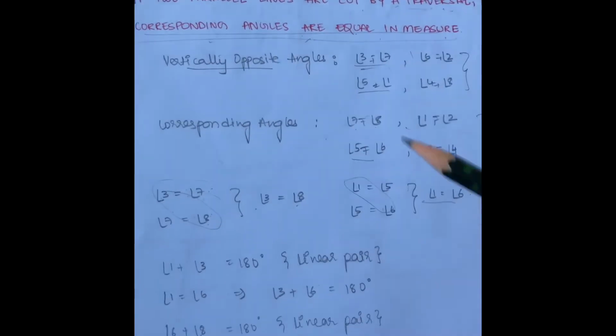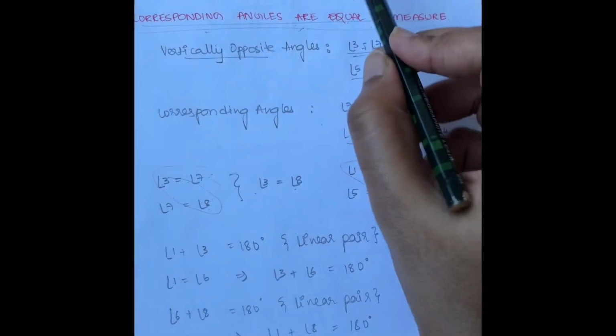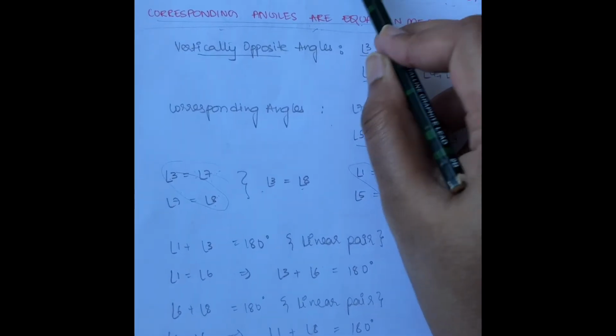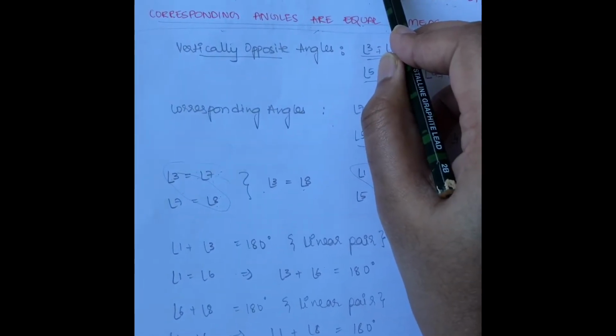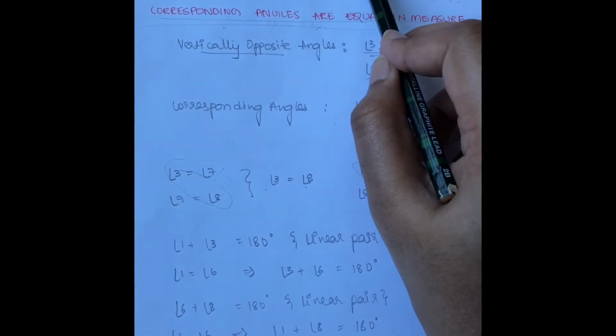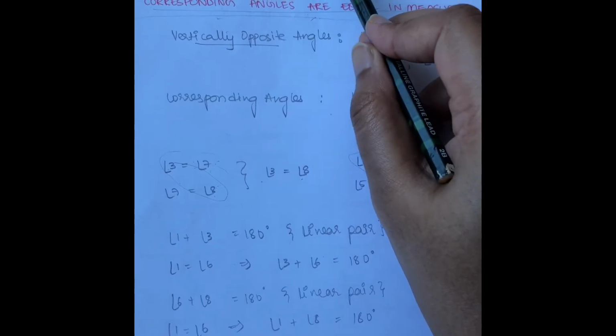Using this result, we can derive one more result. So we know that 1 and 3 are on the same side. This is a common vertex. These two are non-common sides. This is a common side. So they make a linear pair. So 1 plus 3 is 180 degrees. But we know that 1 is equal to 6. So 6 plus 3 is 180 degrees.